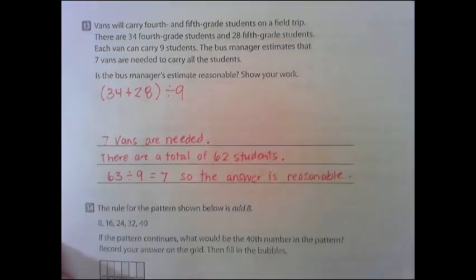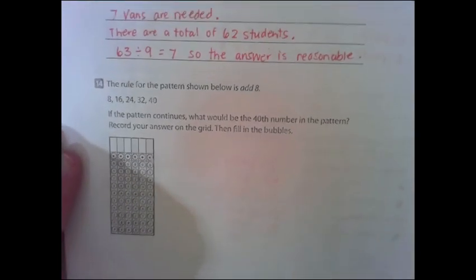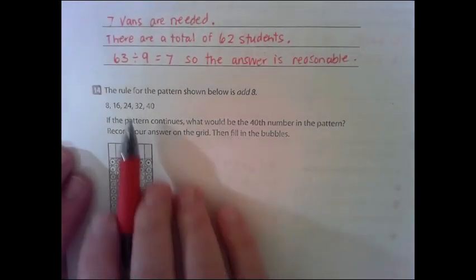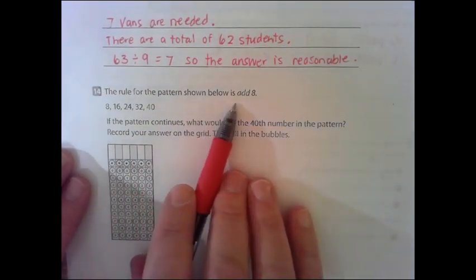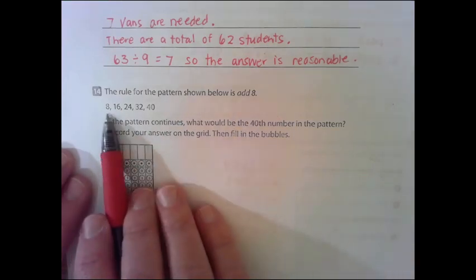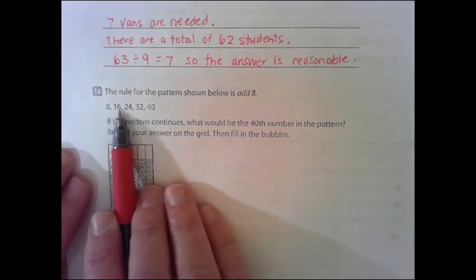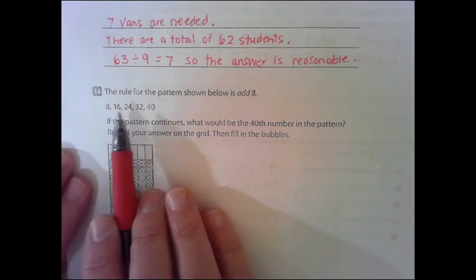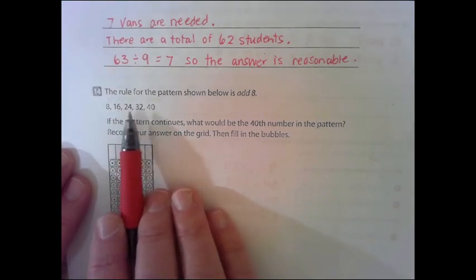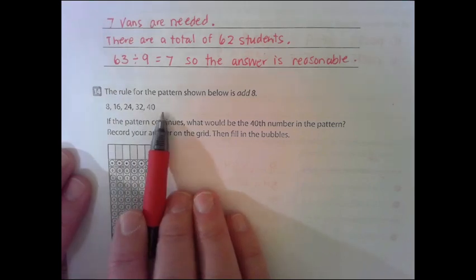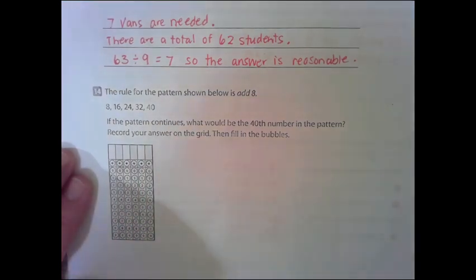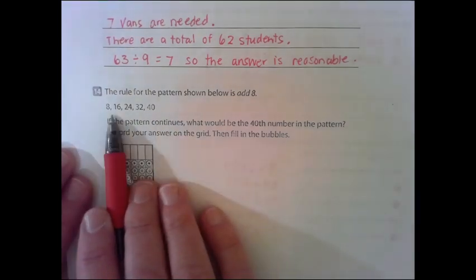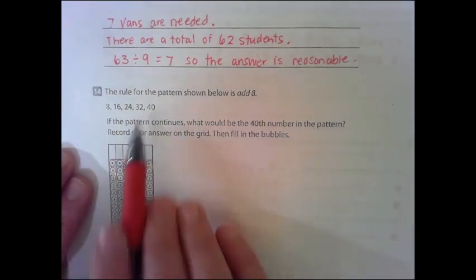Okay? All right, let's look at the last one, question 14. I'm going to zoom in here. All right, so the rule for the pattern shown below is add 8. So we started with 8, and we're adding 8 to get 16. 8 more is 24. 8 more is 32. 8 more is 40. So we're basically counting by 8s, which means that, if we're starting by 8 and counting by 8s, these are all multiples of 8.